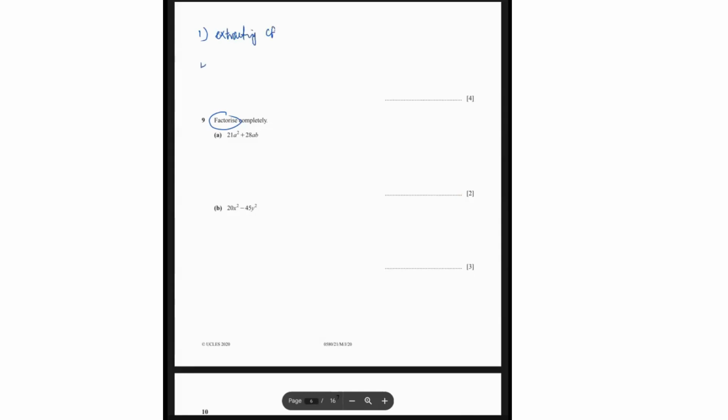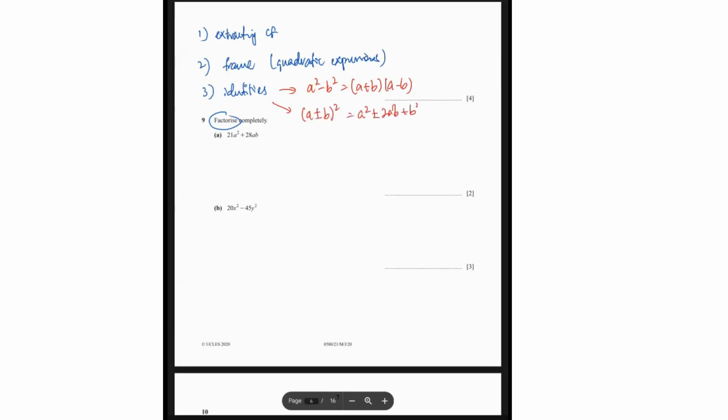Extracting common factors. Okay, the second method is using your frame. Okay, this is for quadratic expressions. Okay, and the third one is use your identities. Identities just basically means formula. Okay, the one formula that everyone needs to know is this. A square minus B square factorizes into A plus B times A minus B. Okay, optionally, you have this. A plus minus B squared is A squared plus minus 2AB plus B squared. Okay, this one I say is optional because why? You can actually factorize this using the frame. Okay, so the one that you really need to know urgently is this one.